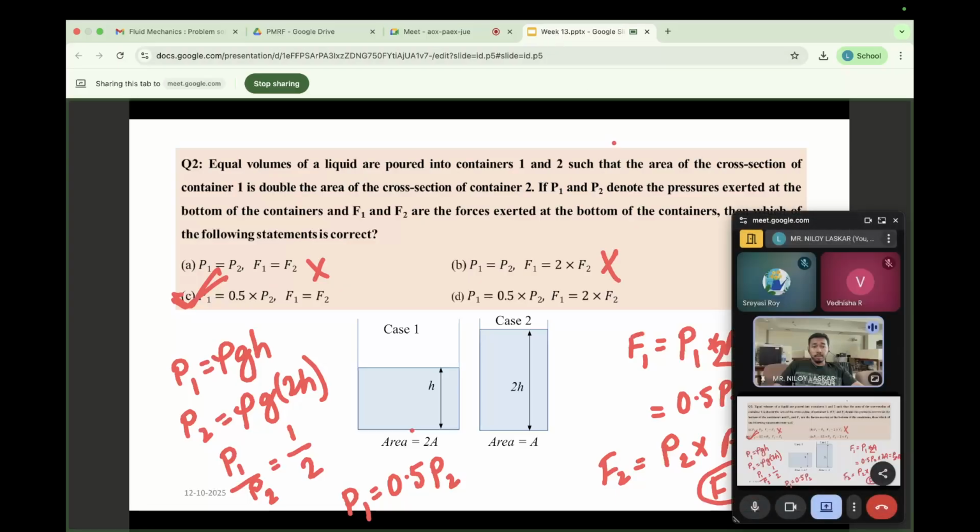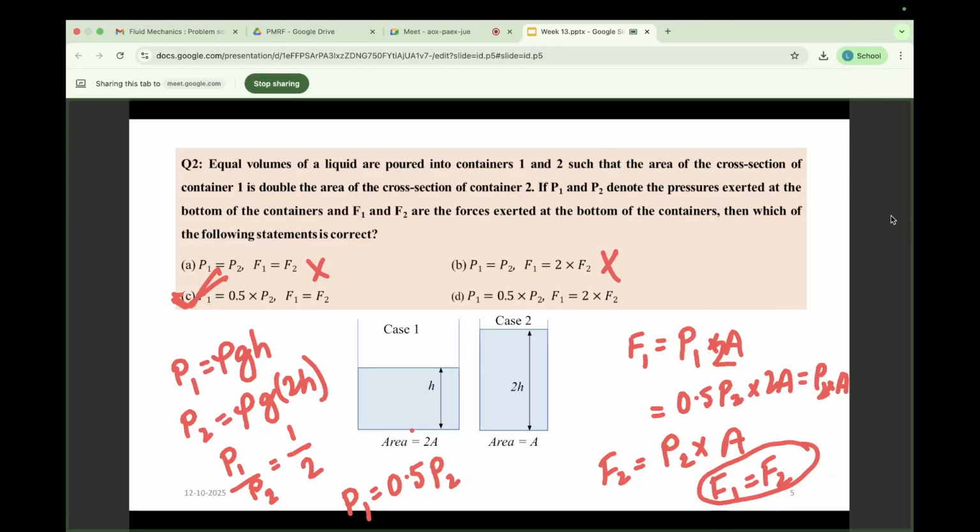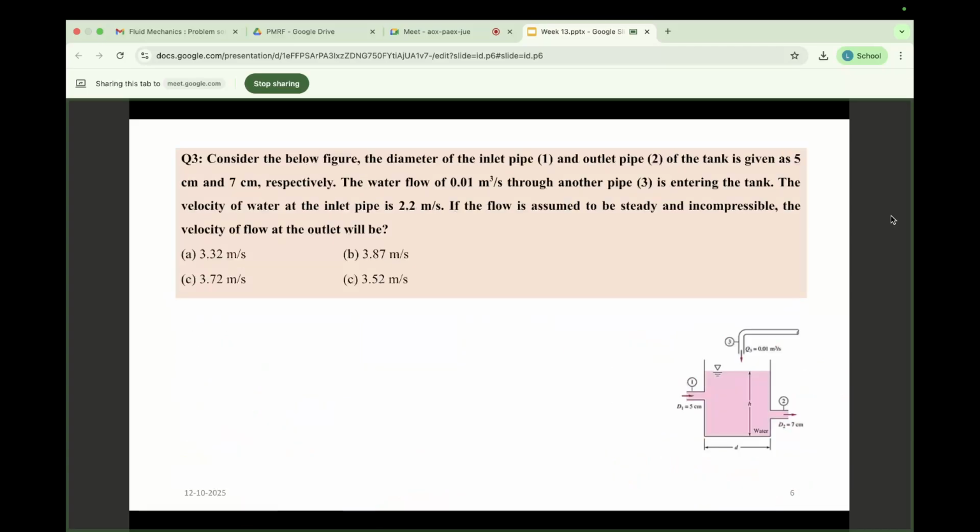So that is the fundamental concept. So I am moving to the next question, which is from another module. This is from the third week's module. So what we have studied in this third module, first let me recap.